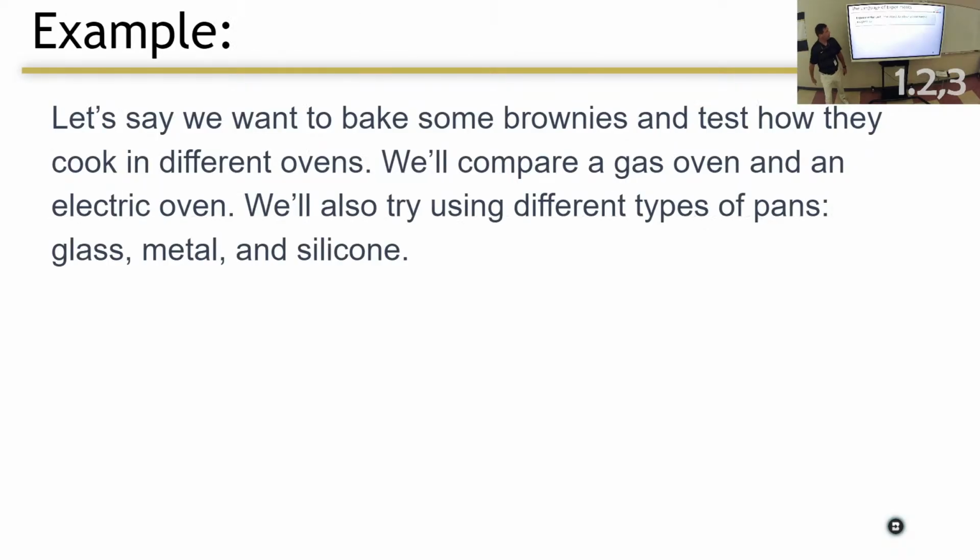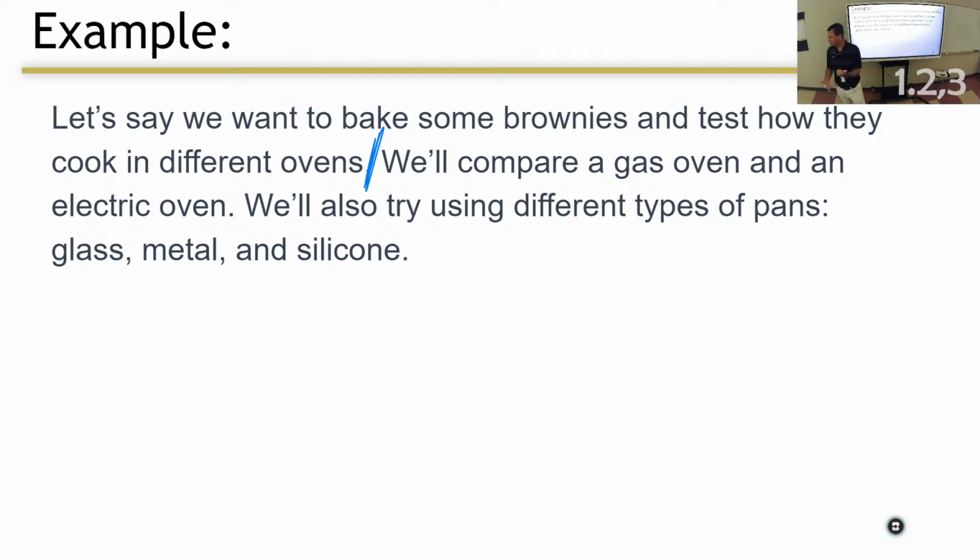Good? Anything? Okay. This is my example that I've come up with that tries to sum this all up, that seems to help. I'm going to bake some brownies and test how they cook in different ovens. So let's just stop right there. So what are my experimental units? The brownies, right? That's what I'm doing it on. That's what I'm doing it to. The brownies are the experimental units, okay?